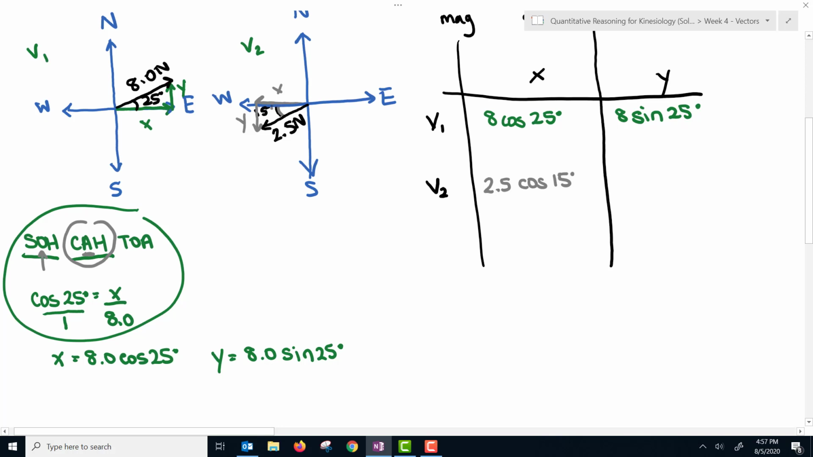Now we're going to do the y component, which is the opposite side. It's opposite of 15 degrees. Since it's opposite, we're going to use sine. So we have the hypotenuse, which is 2.5, sine of the angle, 15 degrees. Before moving on, though, we need to check if things are positive or negative. The x component is pointing to the left. That makes it negative. And the y component is pointing down. That makes it negative. Okay?